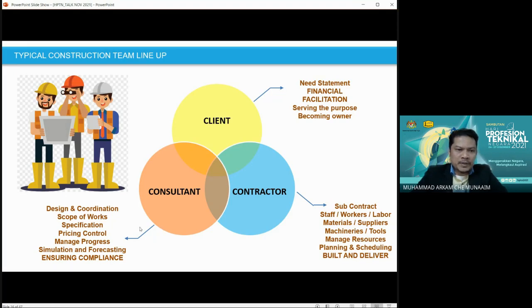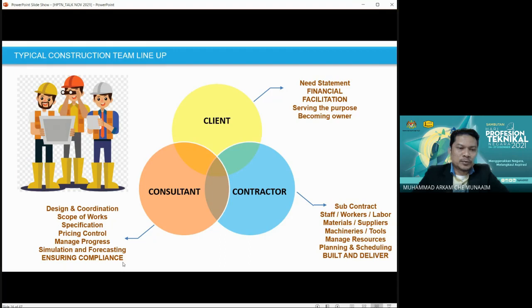From there, the consultant will do the specification as well as the pricing control. When we have that information, we manage the progress of site. We do the simulation and forecasting. We simulate the load, for example, we simulate the engineering design, we forecast the activities, we forecast the delivery, and we also forecast the commercial. In this case, we also focus on the claiming.